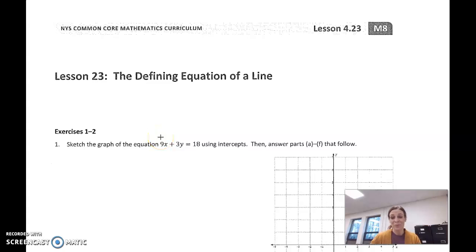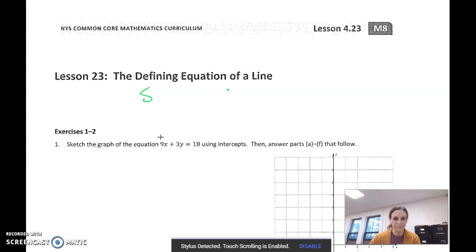Lesson 23 is going to wrap up topic B for us. And what we've been really working on is graphing linear equations and writing equations given a graph. So the defining equation of a line is standard form.